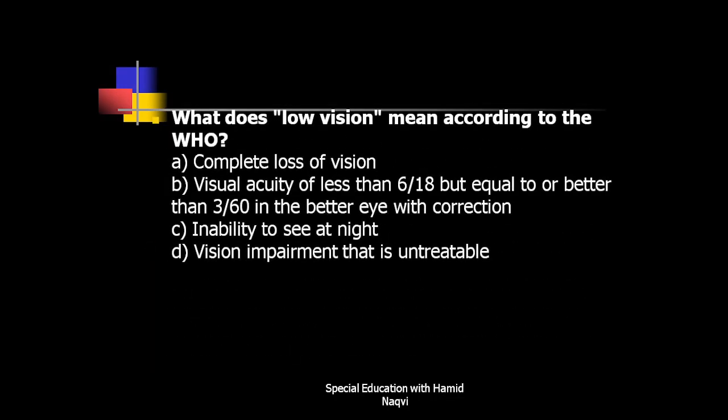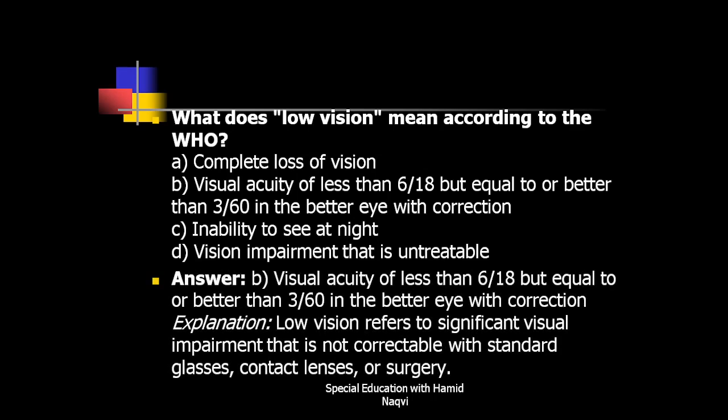What does low vision mean according to the WHO? Complete loss of vision, visual acuity of less than 6 by 18 but equal to or better than 3 by 60 in better eye with correction, inability to see at night, vision impairment that is untreatable. Answer is visual acuity of less than 6 by 18 but equal to or better than 3 by 60 in better eye with correction. Low vision refers to significant visual impairment that is not correctable with standard glasses, contact lens, or surgery.